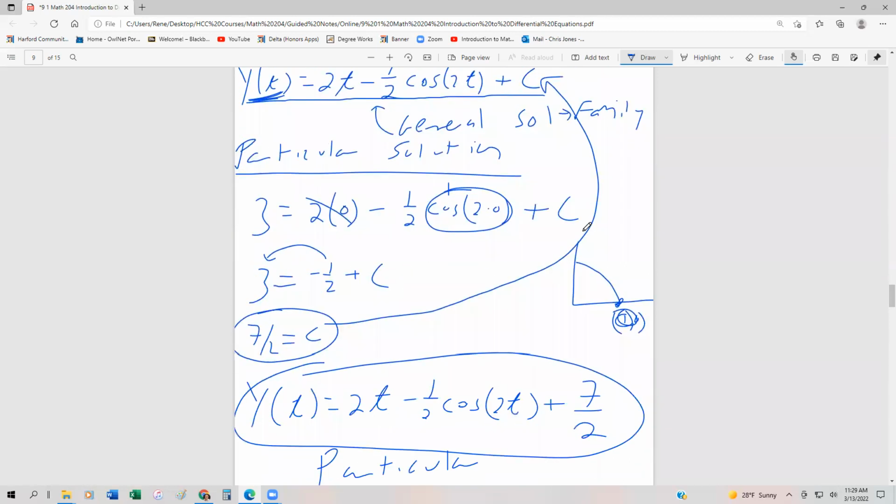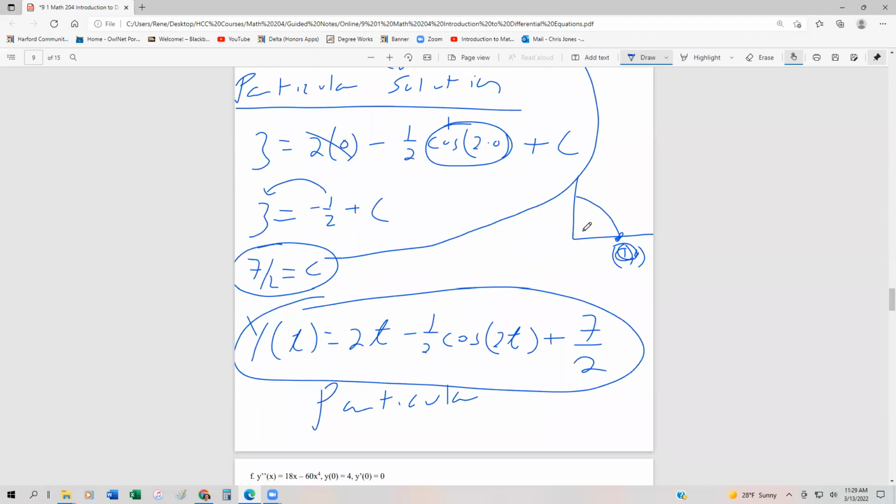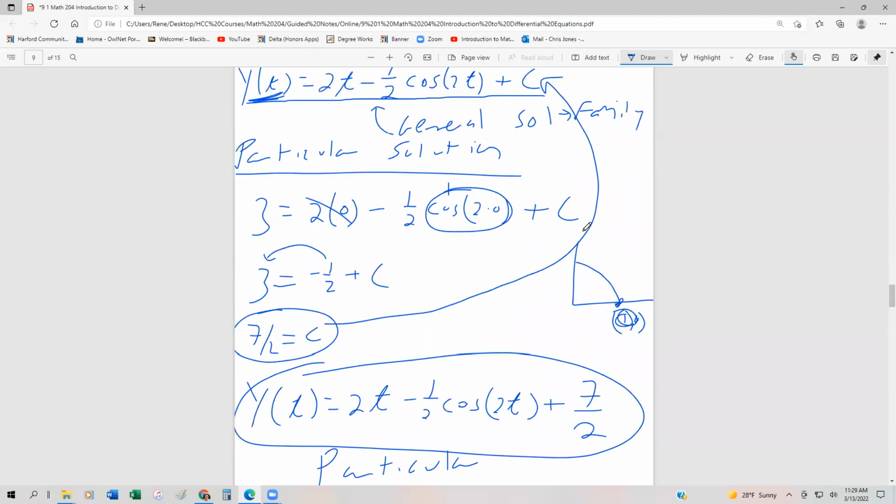So in the next video, what we're going to do is solve a second order differential equation that has initial values, so that way we can get to a particular solution.